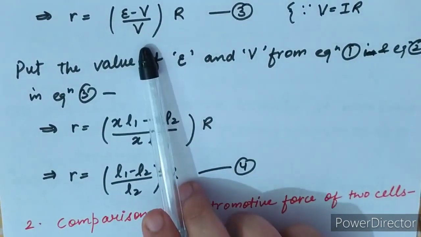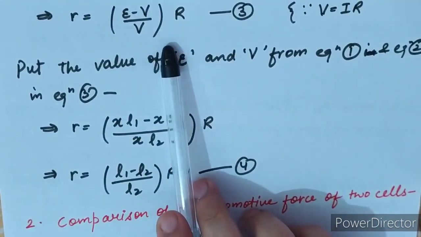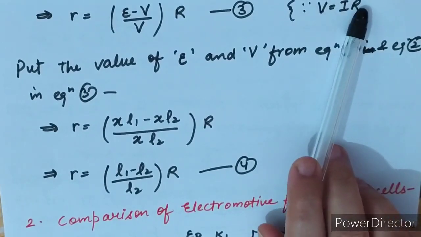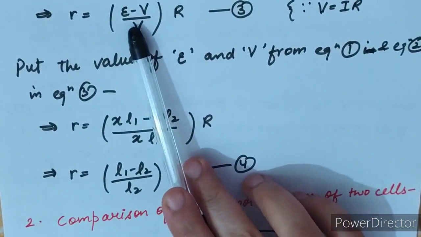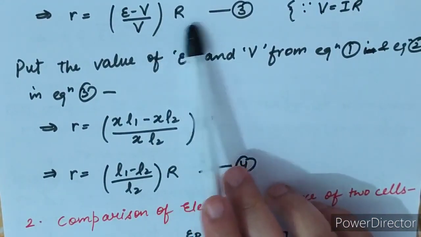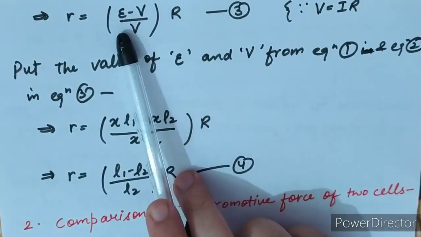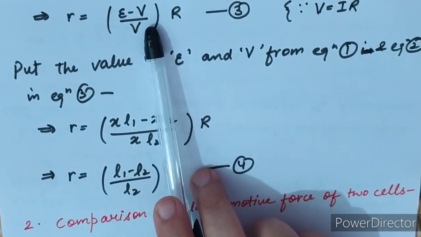Now the formula will become r equals (E minus V) upon I. Now according to Ohm's law, V equals IR, so I equals V upon R. So put the value of I in that formula. So it will become r equals (E minus V) upon V into R. Equation number 3. Now we have both the values. We have the value of EMF also. We have the value of potential difference also from equations 1 and 2.